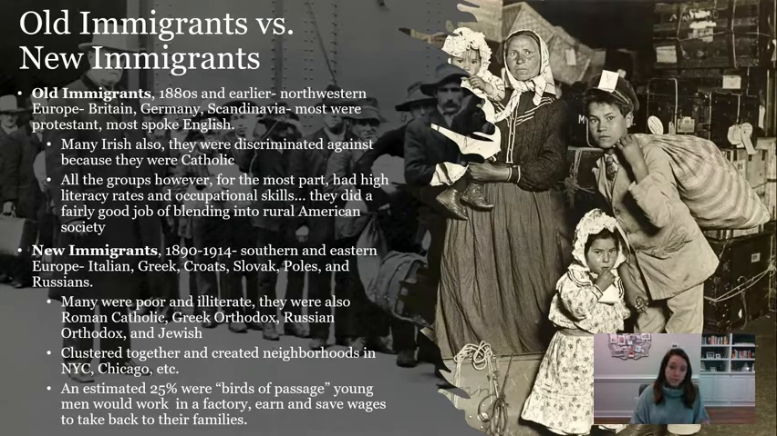Now, about 25% of the new immigrants that were coming over were groups called birds of passage. So these were young men. They would work in factories. They would earn money. They would save it. They would send it back.